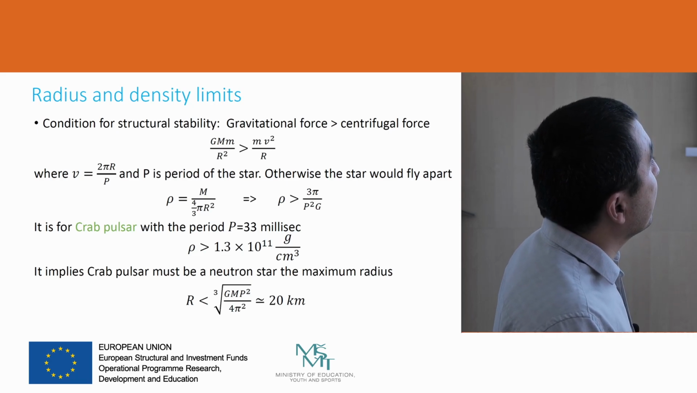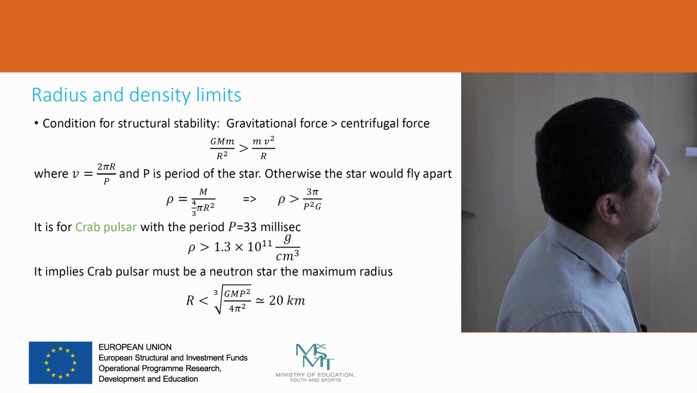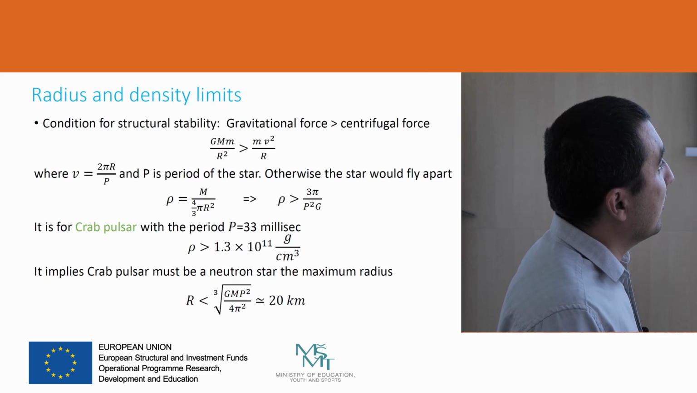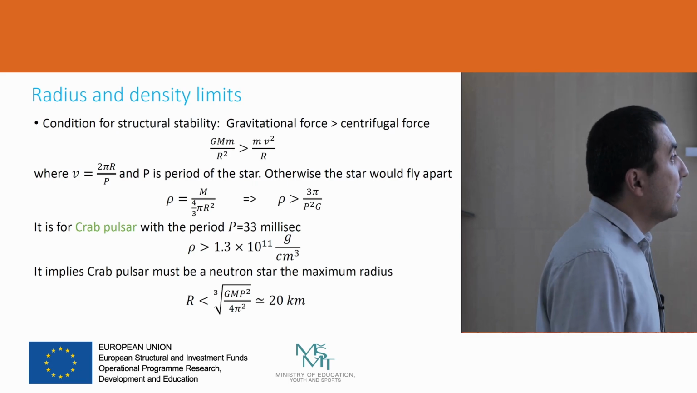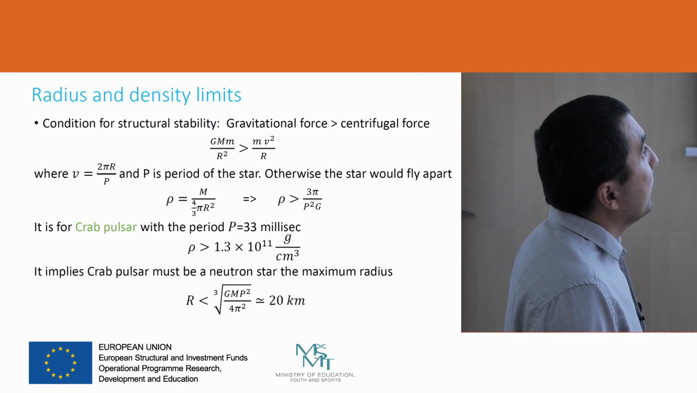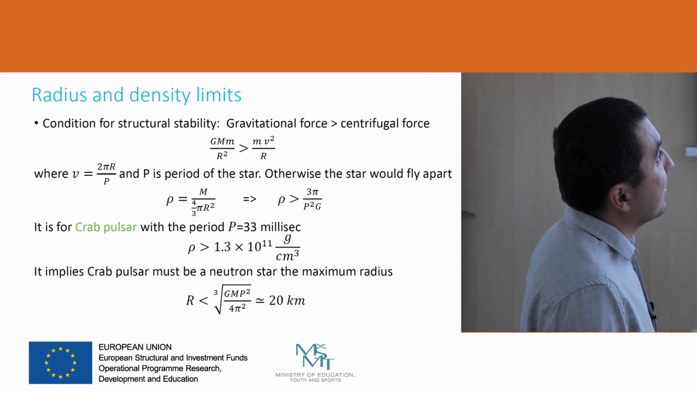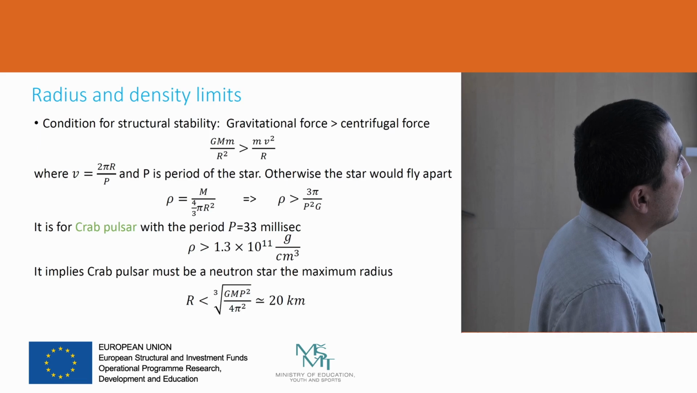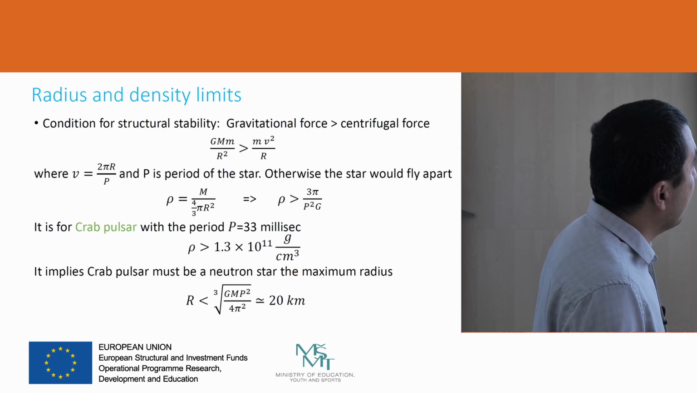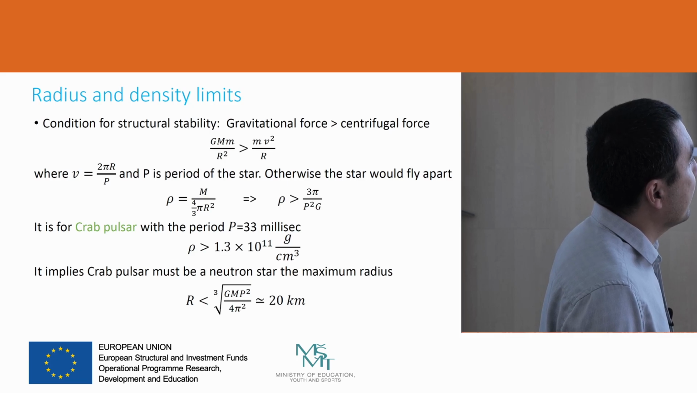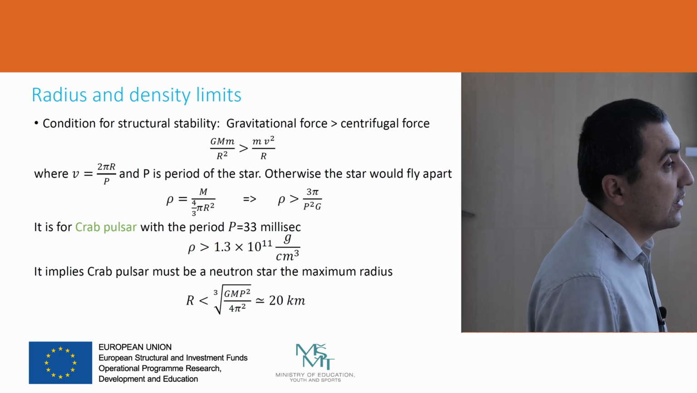It shows that for the Crab pulsar with a period of 33 milliseconds, it should be 1.3 times 10^11 gram per centimeter cube. Using this condition, we can also estimate the maximum radius of the star, and this radius is less than 20 kilometers for the parameters of the Crab pulsar.